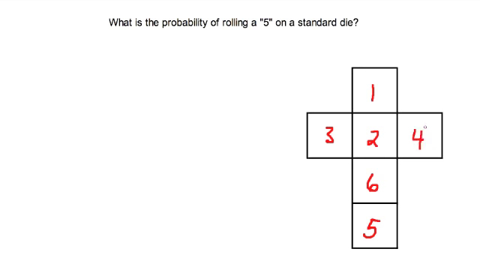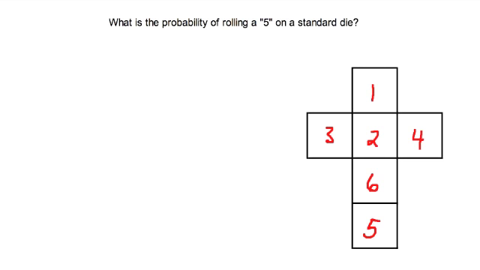And what makes these opposite sides is if you were to fold this together, you can actually see that the 1 and the 6 end up being maybe top and bottom, the 2 and the 5 front and back, and the 3 and the 4 the sides. So we can use this to help us with some of our probability statements here.